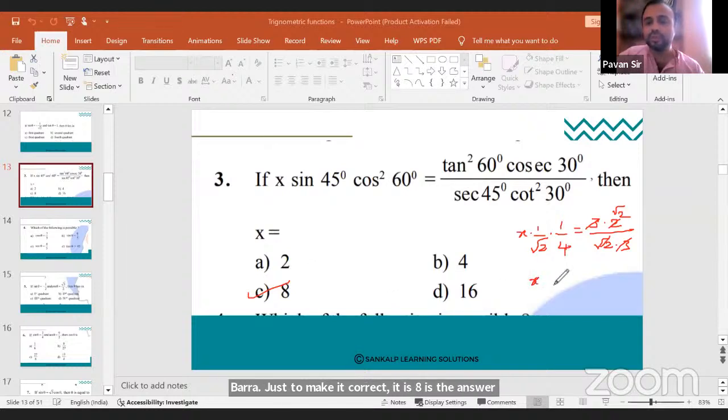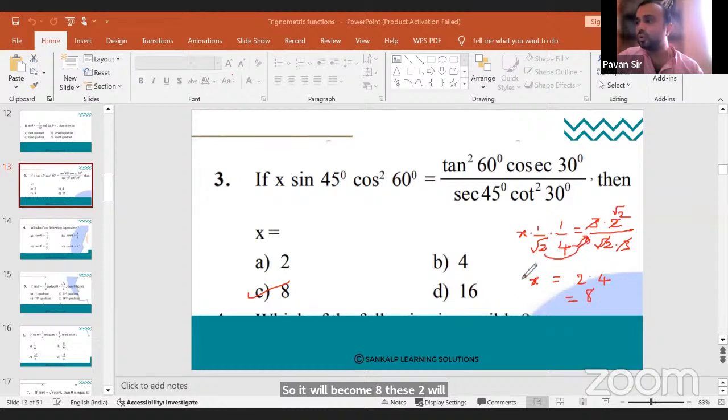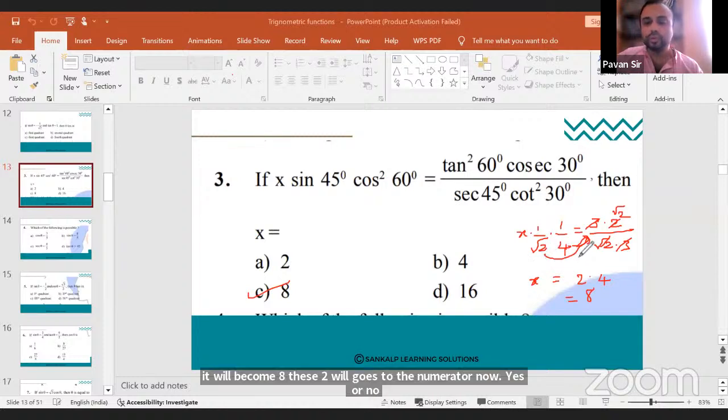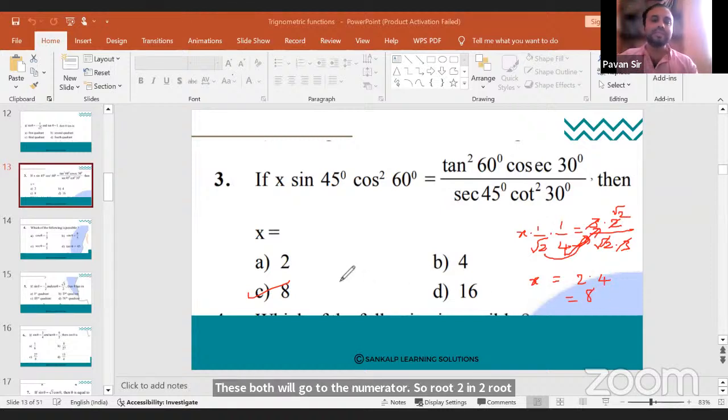So you try to shift the LHS term to RHS. So here root 2 and 2 will multiply. So what will it become? Root 2 into root 2 is 2, into 4. So it will become 8. These both will go to the numerator. So root 2 into root 2 is 2, 2 into 4 is 8. Option C is the correct answer. Absolutely. Everyone is giving the right answer.